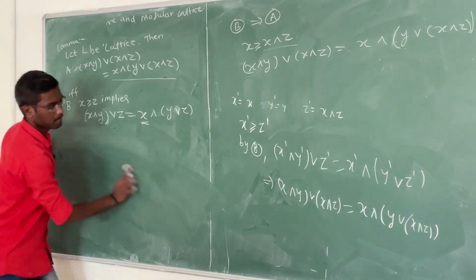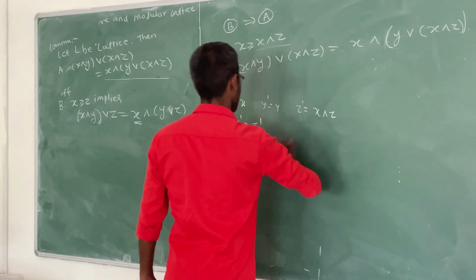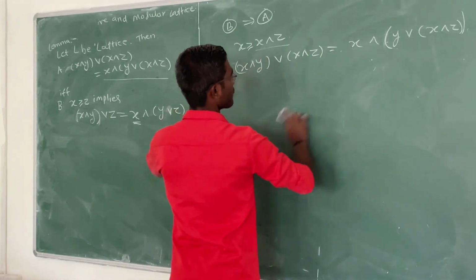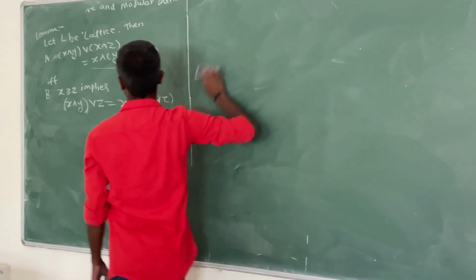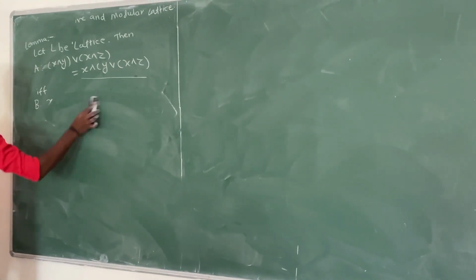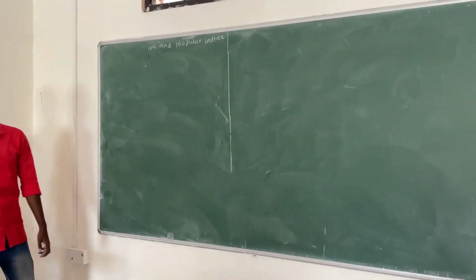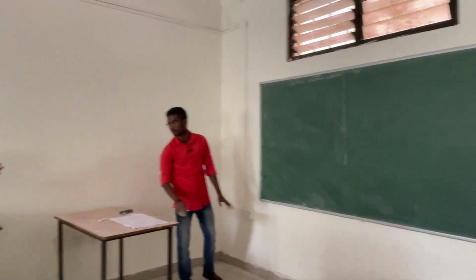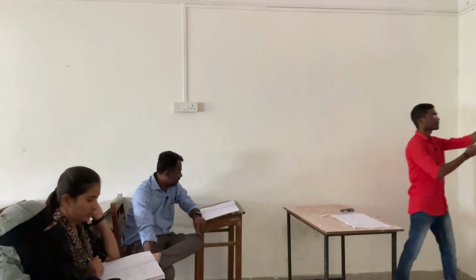Whether I write it in notes as it is or not, you have to understand. The same lecture, if I give next time, I may change notation, right? But the concept is the same. You erase that lemma. Whatever this lemma we just proved, if any lattice satisfies this, it is called what? Modular lattice. Right? That is the definition.